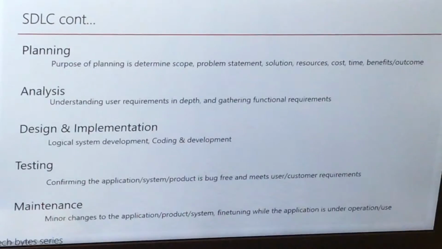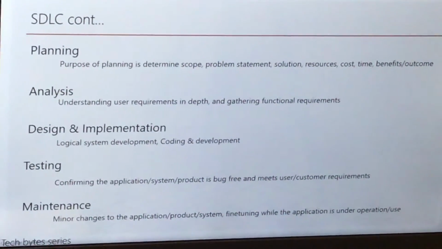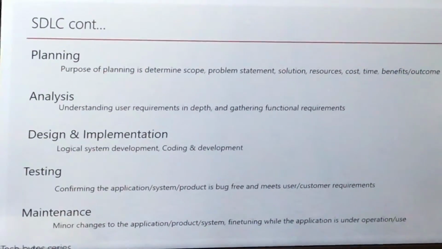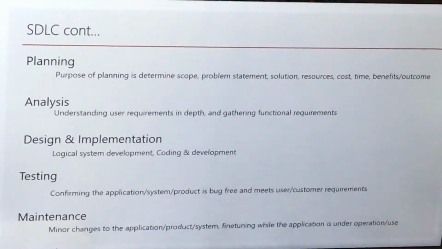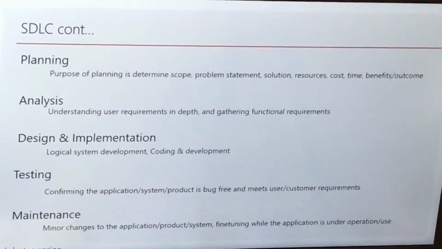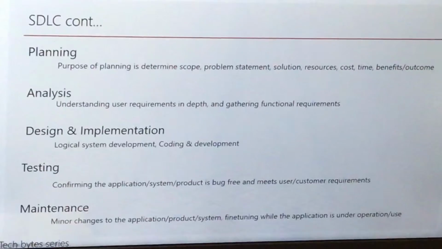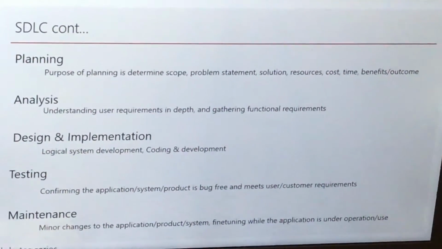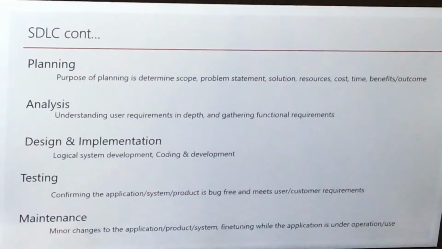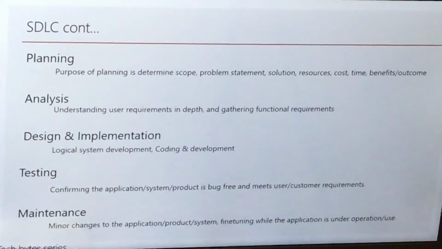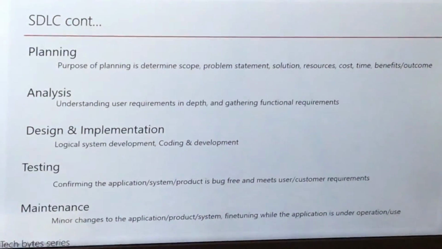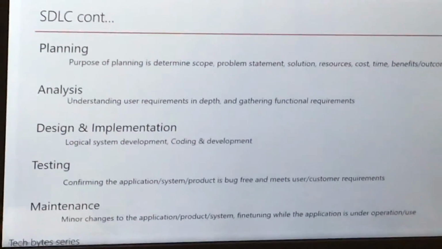The last phase is the maintenance phase. Once testing is completed, the application is delivered to the end customer and is in use in the production system. During that phase, if there are any minor enhancements or small bugs, those will be developed, and any fine tunings to the application will be done while the system is in operation. These are all the different phases of the software development life cycle.